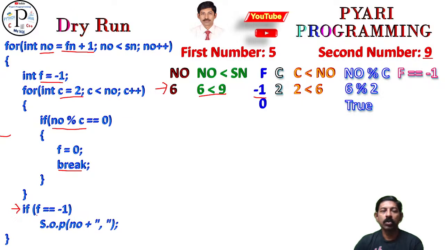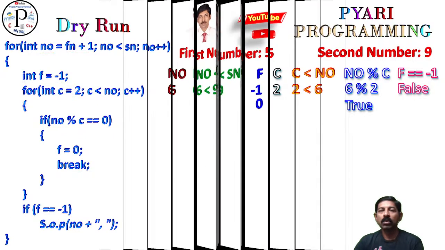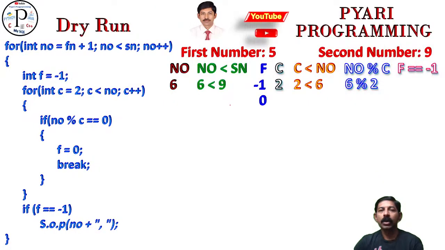I will check if F is equal to -1. Now F value is not -1, it is 0. So that's why the condition is false. So we'll move towards the next part. Next, NO++, NO becomes 7 now. 6 plus 1, 7. 7 is less than 9, true. Again, F will become -1 for the next number.